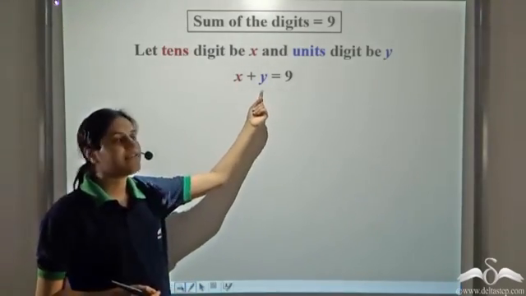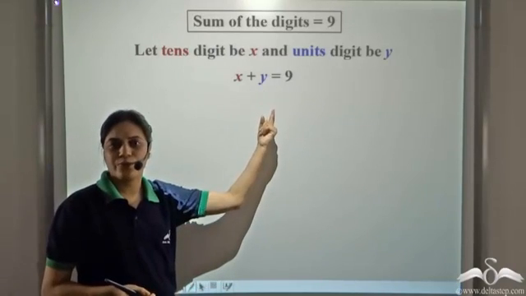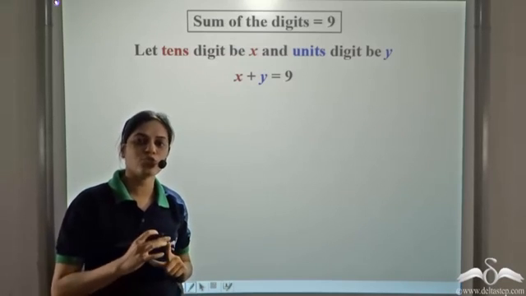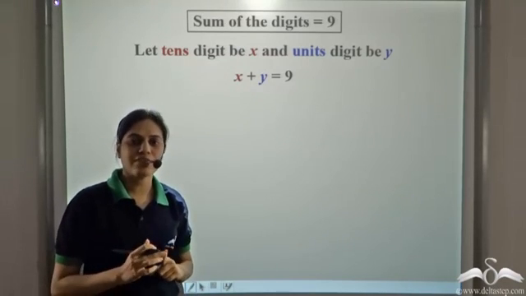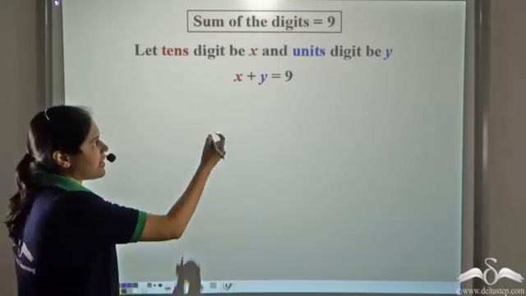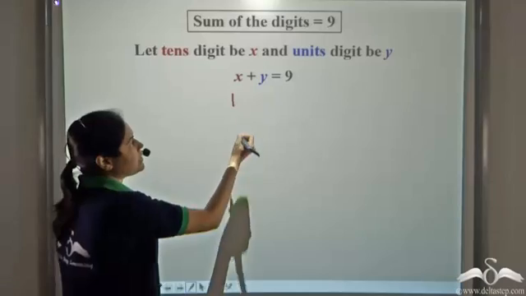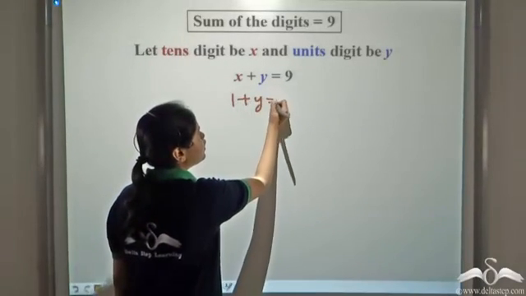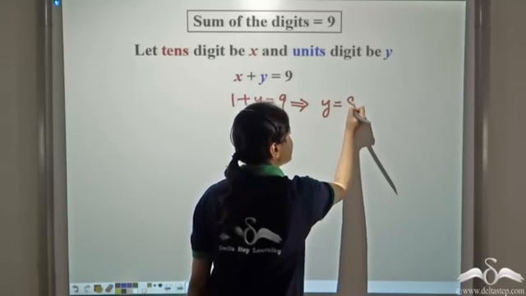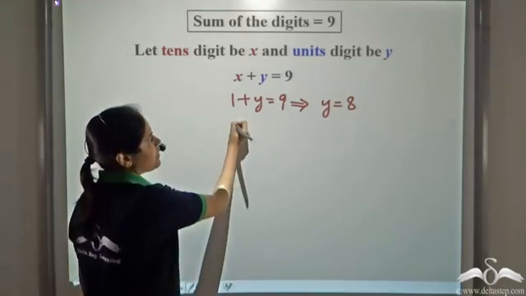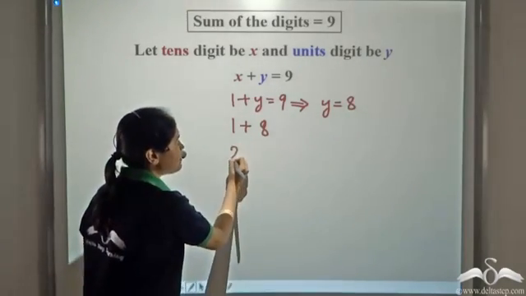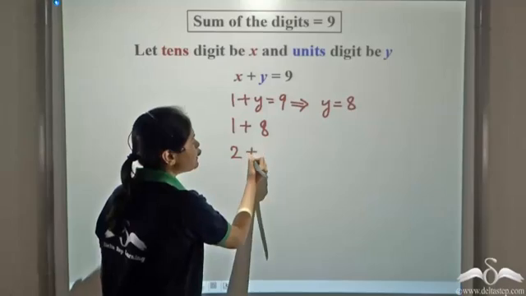Now, x and y are the digits of a number. So we know that digits are integers between 0 and 9. So the value of x and y would be 0, 1, 2, 3 and going on till 9. So if x is 1, then this will be 1 plus y is equal to 9. From this, we get the value of y as 8. So if x is 1, y will be 8. Similarly, if x is 2, y will be 7.